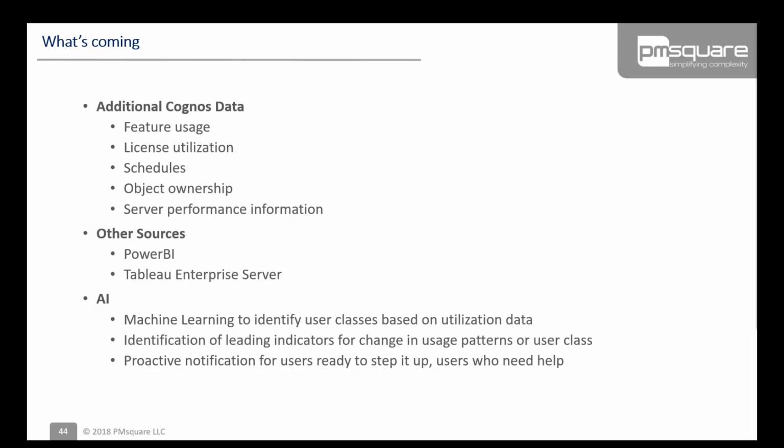And then also we're going to be adding AI to the system so that it can do some classification. Maybe it can determine who's a power user and who's just a casual user or consumer, and classify them accordingly. It could also identify leading indicators of change based on patterns from the past, and provide notifications so that you can check in with users or even prompt them to go back and revisit something they haven't looked at in a while.